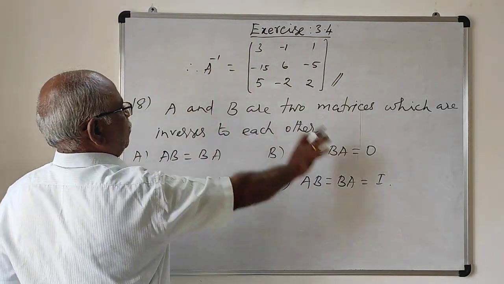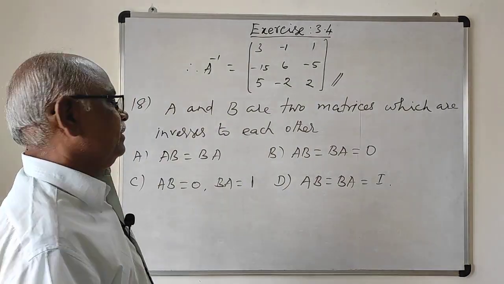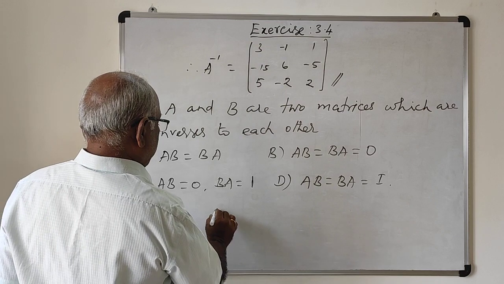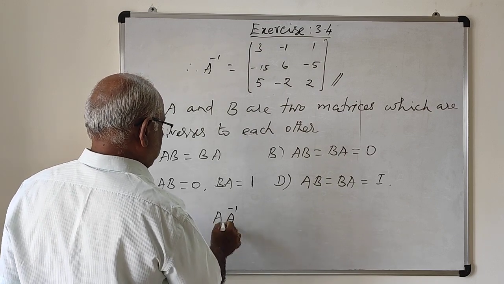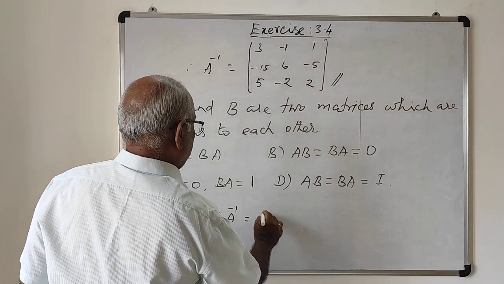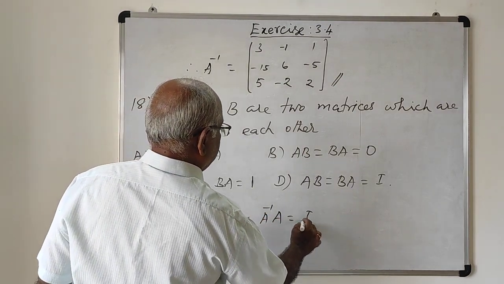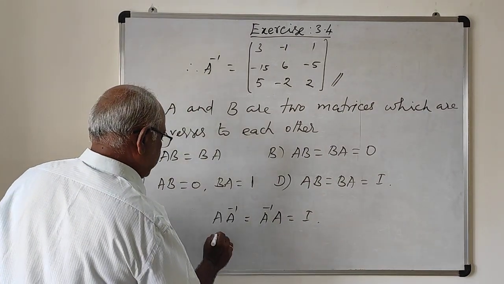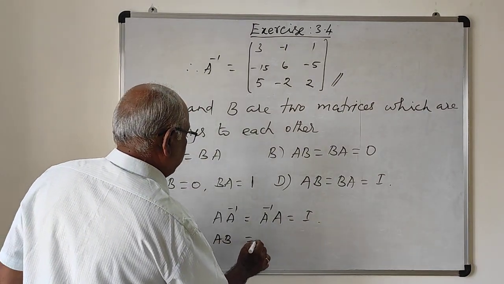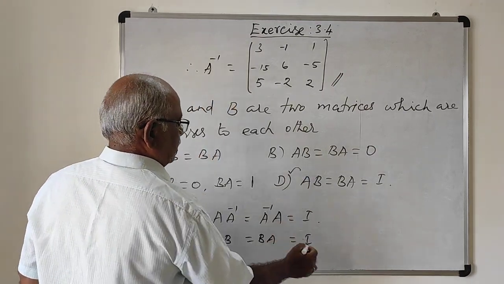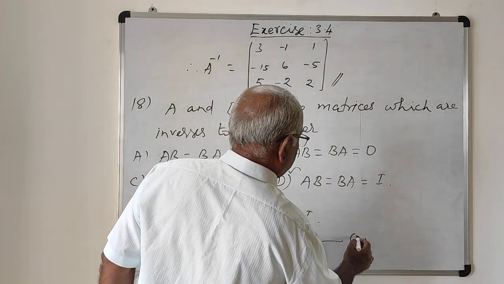A and B are two matrices that are inverses of each other. That means A is the inverse of B and B is the inverse of A. You know, A into A inverse equal to A inverse into A equal to identity. This is the result we know. So A inverse we can call B. Therefore AB equal to BA equal to I. Option D is your correct answer.